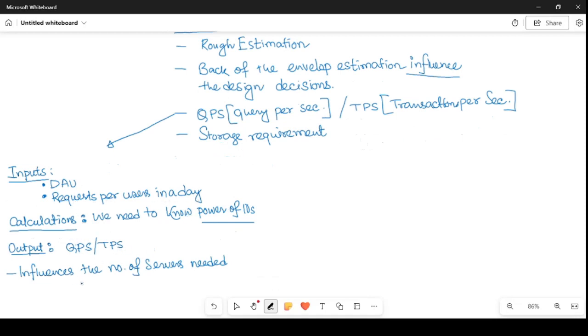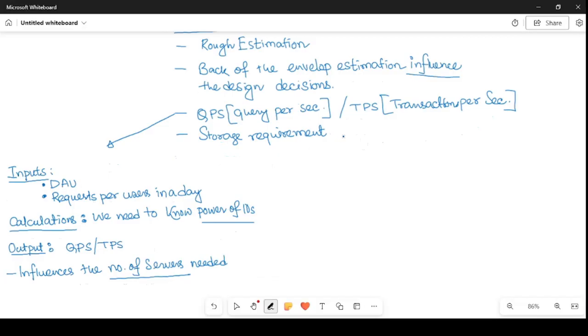QPS and TPS mainly help us understand the number of servers needed for our system. Apart from this, we take a lot more design decisions based on the value of queries per second or transactions per second. We will see all of these decisions in our subsequent sessions, where for each design we will evaluate QPS, TPS and the storage requirement, and we will see how we influence our design based on these values. Hence, these are very important and fundamental prerequisites to design any software system.